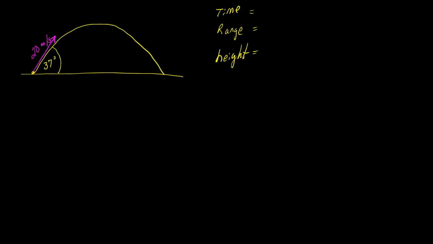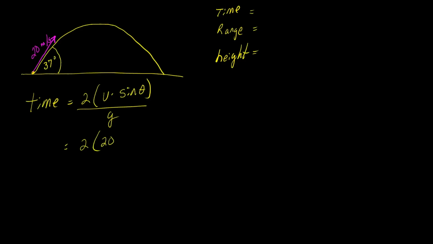In our first example, we have a projectile launched at 20 meters per second at an angle of 37 degrees. Let's find the time in the air, the range, and the height. So time is going to equal 2 times V sine theta over G. So the time is going to equal 2 times 20 times the sine of 37 divided by 9.8. So that gives me a time of 2.46 seconds.